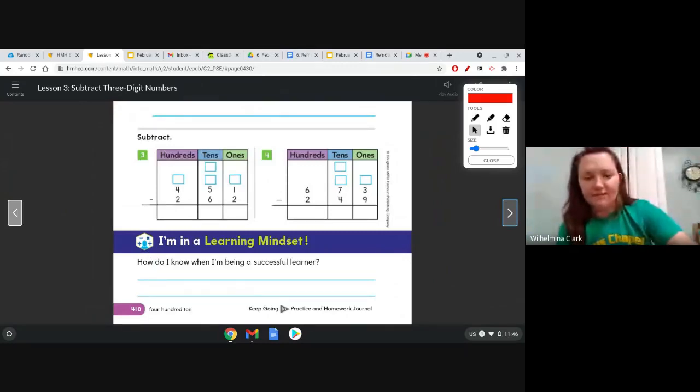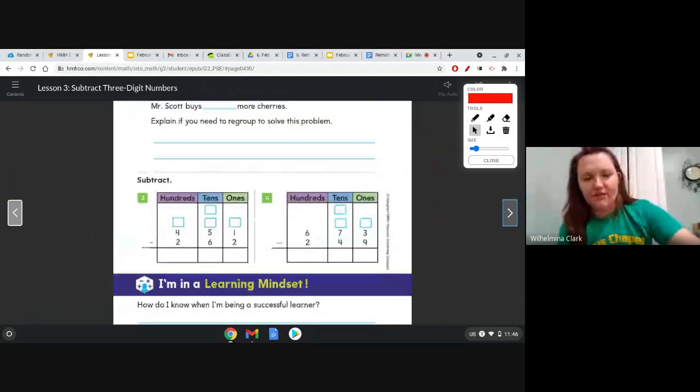And then I'm in a learning mindset. How do I know when I'm being a successful learner? All right. So go ahead and finish this page.